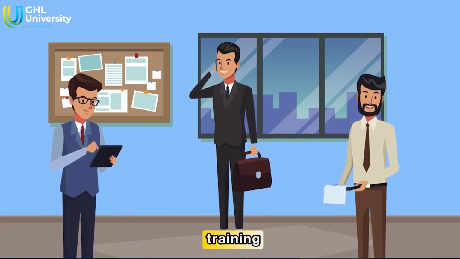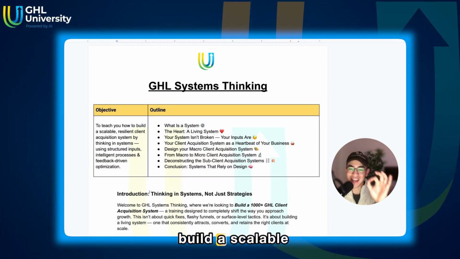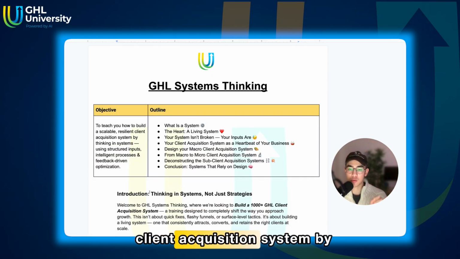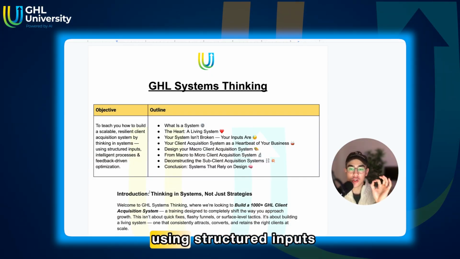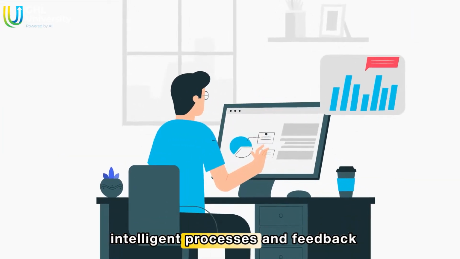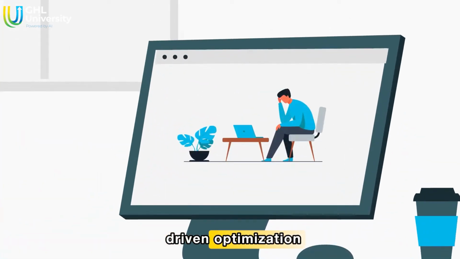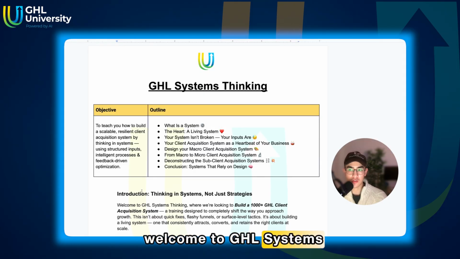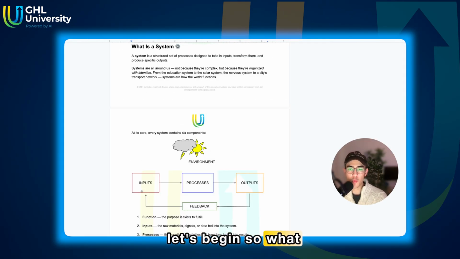The objective of this training: teach you how to build a scalable, resilient client acquisition system by thinking in systems, using structured inputs, intelligent processes, and feedback-driven optimization. Welcome to GHL Systems Thinking. Let's begin. So what is a system?